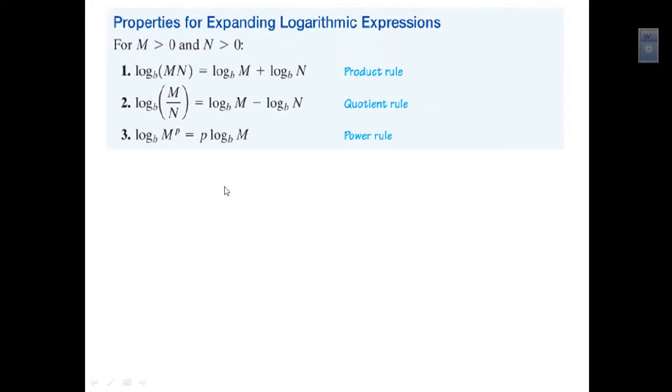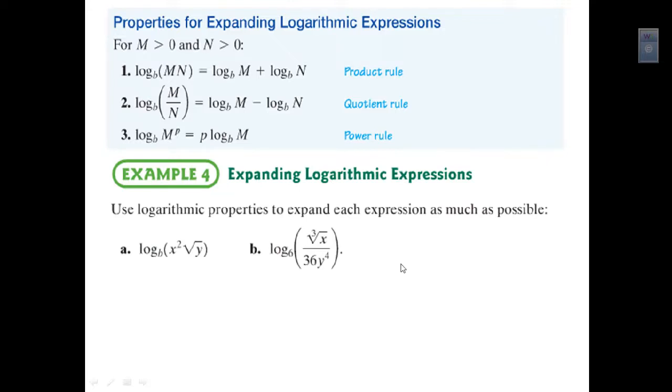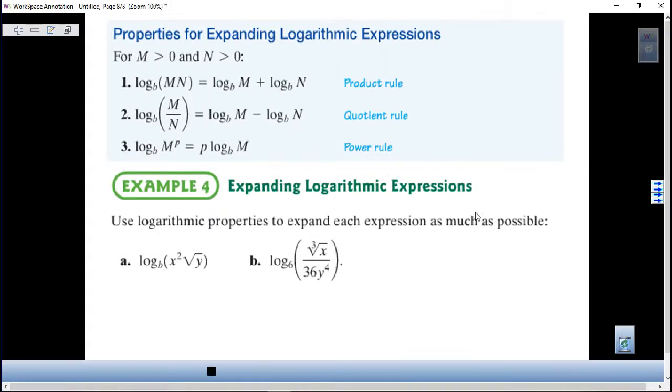And the same thing with our quotient here. You can't have the log of a difference and change that into something else. It has to be simplified as it is. All right, so use the logarithmic properties to expand each one of these expressions as much as possible. So let's go ahead and work through one of these.